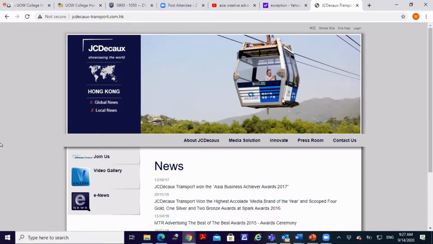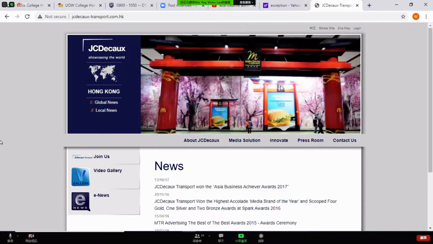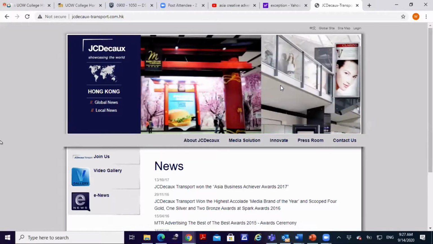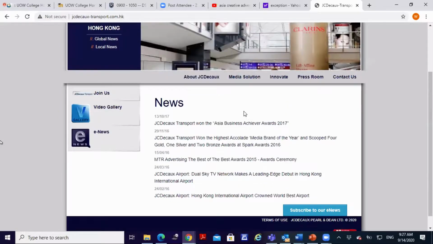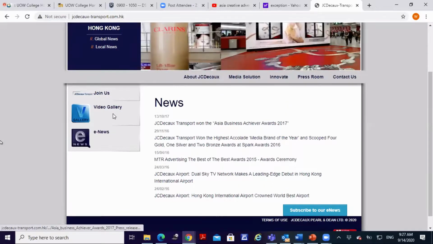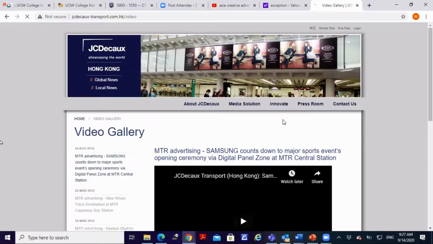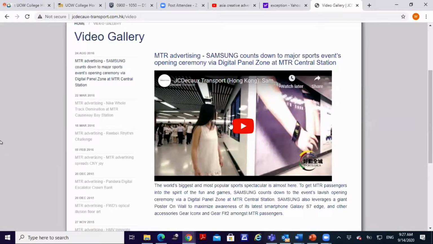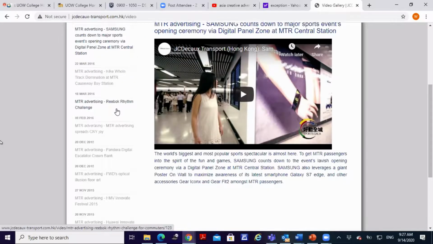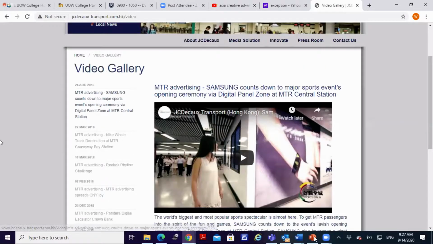On the outside of the cable car, you can do promotions. Those are transport, the things we can do in terms of transport. Now let's go to the video gallery. If you want to learn more, I don't want to waste time playing most of the videos to you. Those are the promotion campaigns. When you work on your group project, if you want to generate some promotion ideas, please go to this website. I already posted it here.